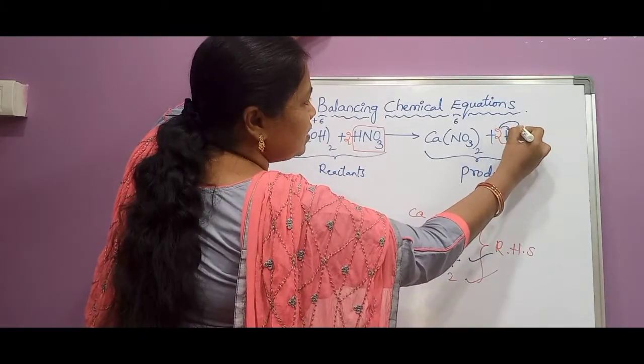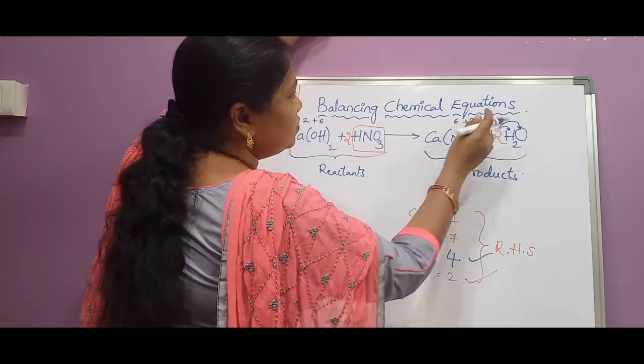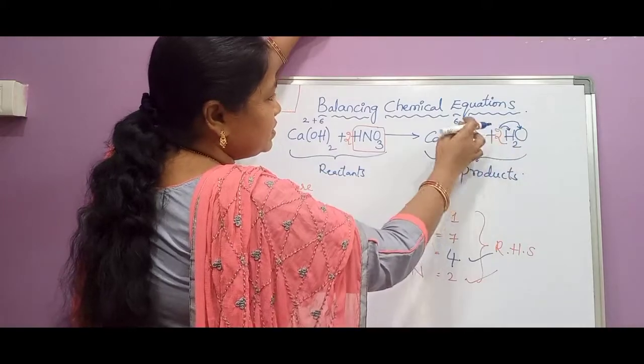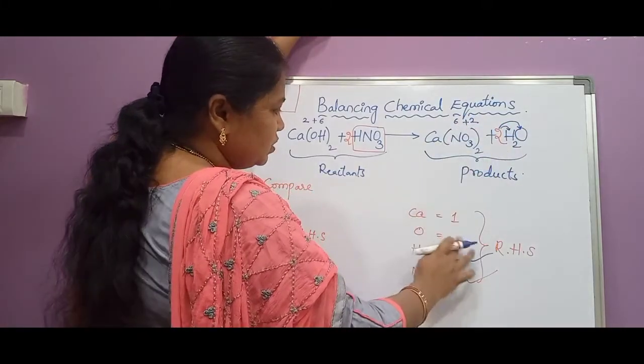This is for hydrogen as well as oxygen. So 6 plus 2. In this formula 6 oxygens are there, in this formula 2 oxygens are there, and in the middle a plus sign is there. So we have to add them both. 6 plus 2 is equal to 8.